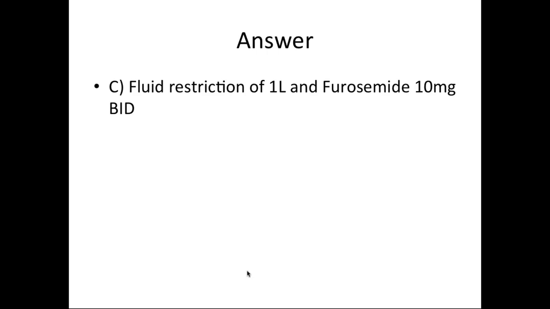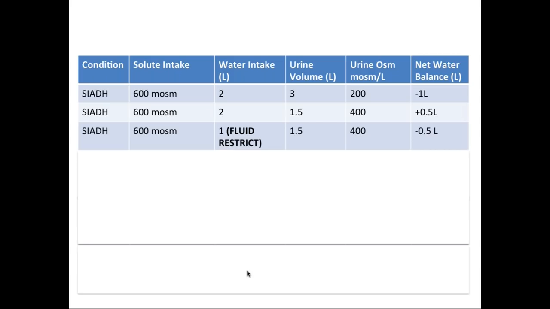So again, for this, I would go with fluid restriction and furosemide, and I'll explain why I think doing any of the others would not be sufficient. So going back to the table that we had before of SIADH patients who have different levels of osmolarity. If your urine osmolarity is 200 and you're taking a normal intake of 2 liters of water, you're going to put out 3 liters and you're going to be negative by 1 liter.